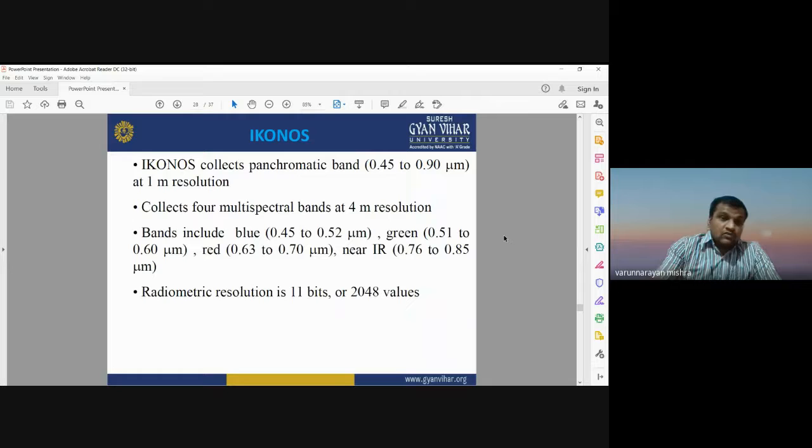And the second mode of image acquisition by the IKONOS sensor is multispectral bands. It has four different multispectral bands: blue, green, red, and near infrared, with a spatial resolution of 4 meters. In case of multispectral images acquired by the IKONOS sensor, its radiometric resolution is around 11 bits, that is around 2048 values. So IKONOS also has two different sensors.